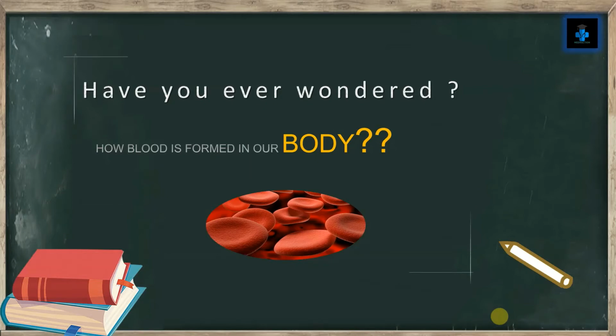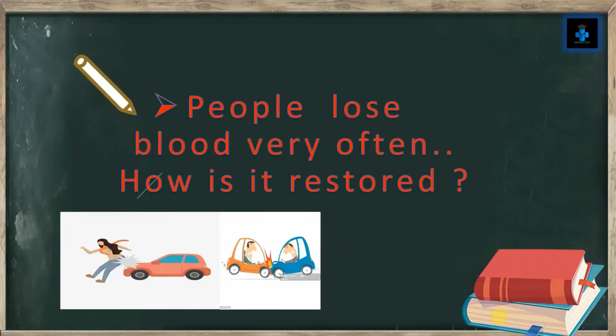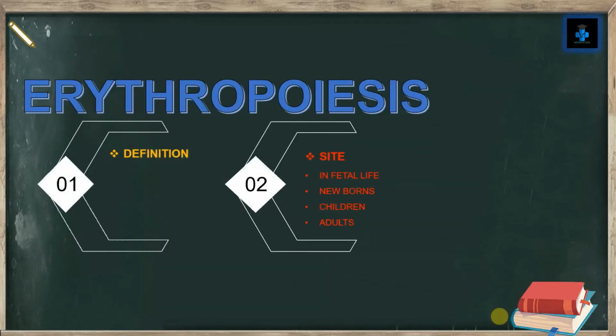So, have you ever wondered how blood is formed in our body? Because people lose blood very often, and we may wonder how is it restored. So, let's check it out. The process of formation of blood cells in our body is known as erythropoiesis.